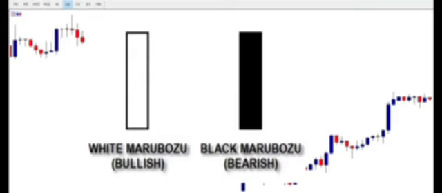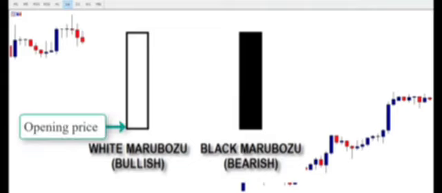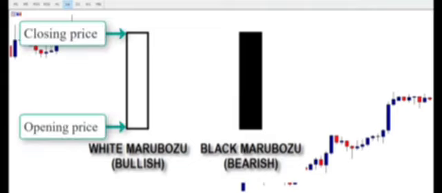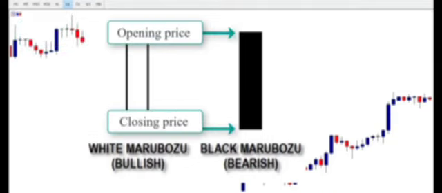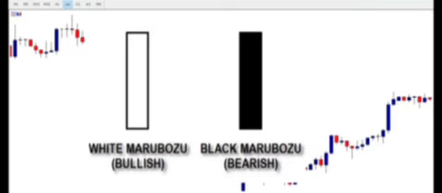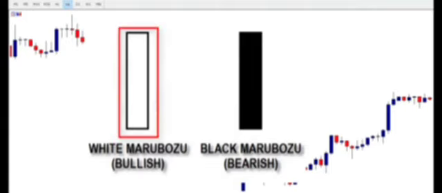So when you see a Mariposa candlestick, the fact that there are no wicks tells you that the session opened at the high price of the day and closed at the low price of the day. The Mariposa candlestick pattern is one candle, an easy to spot signal with a very clear meaning. There are two types of Mariposa. Bullish Mariposa, that refers to bulls' control of the market.